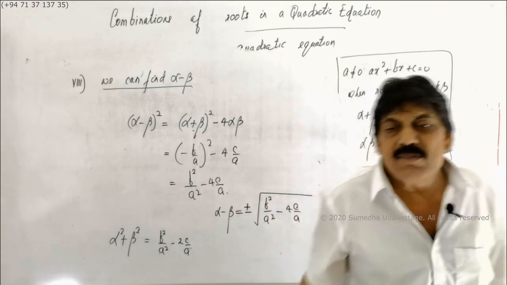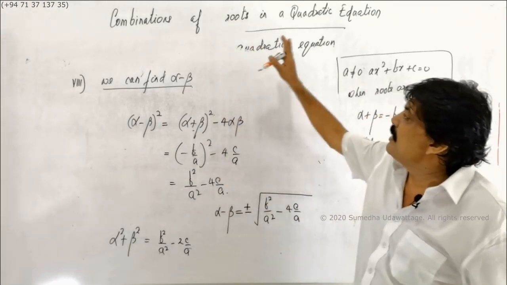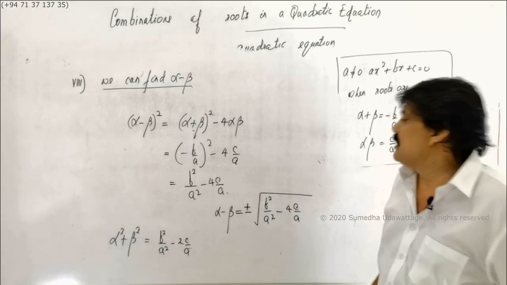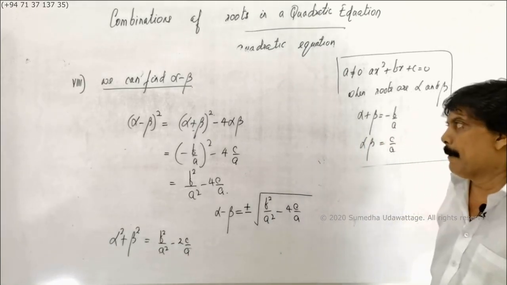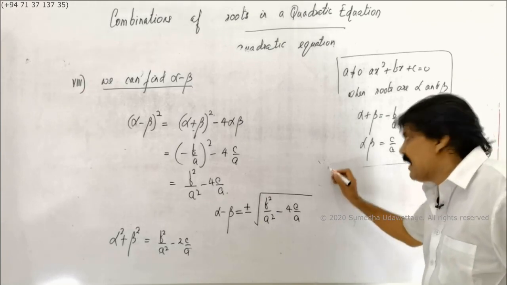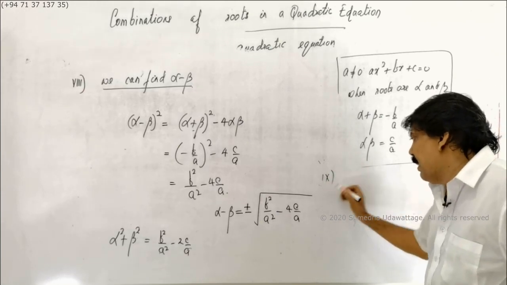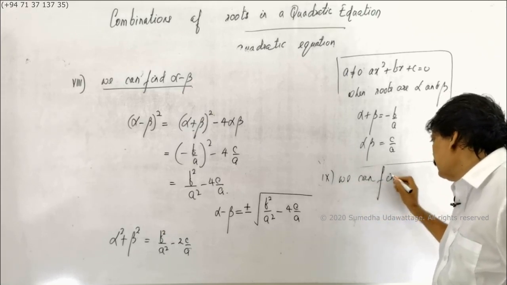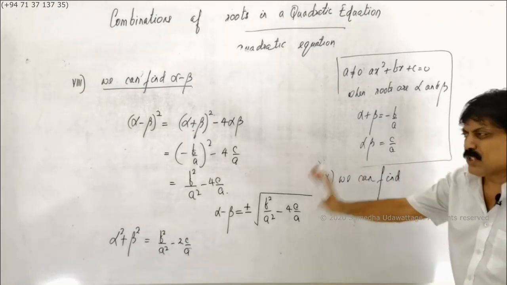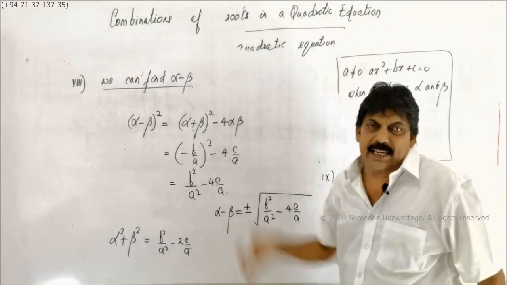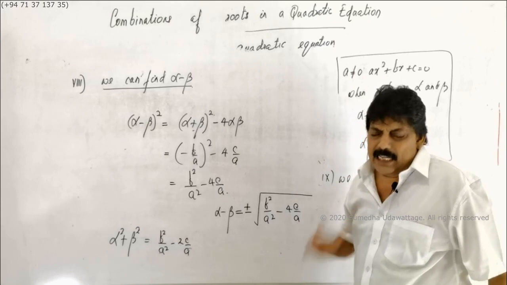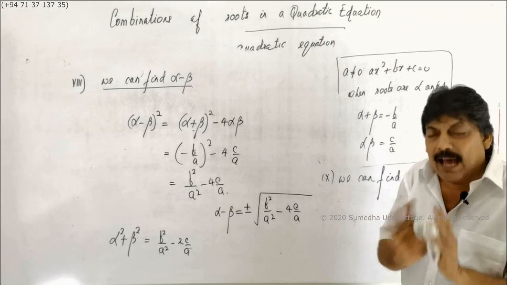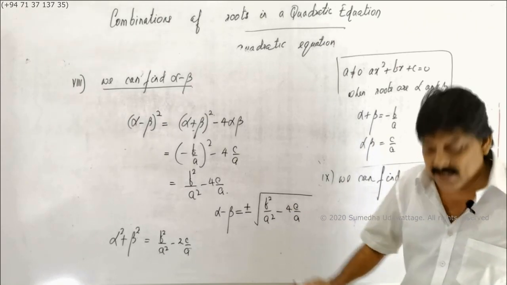Now, what else can we find? What other combinations of roots in the quadratic equation can we find? I could stop somewhere here and go to the next section, but it's my policy in life for the last 45 years that if I teach a section, I do it completely, so that your knowledge is complete.